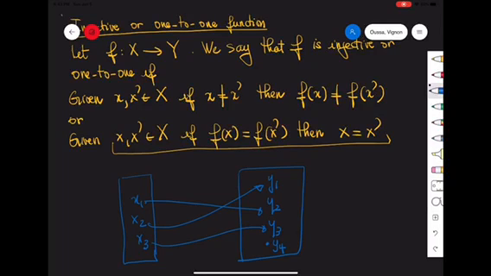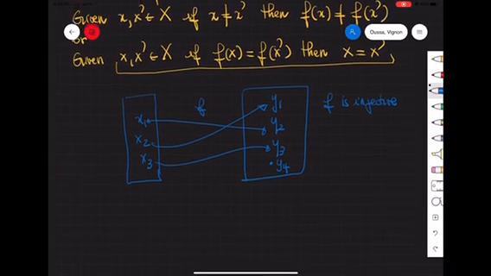So this is an example of, if you call this f, f is injective, right? Because every element in the domain is being sent to a unique element in the range. In other words, you don't have a scenario where you're seeing one element being the image of two distinct elements in the domain.